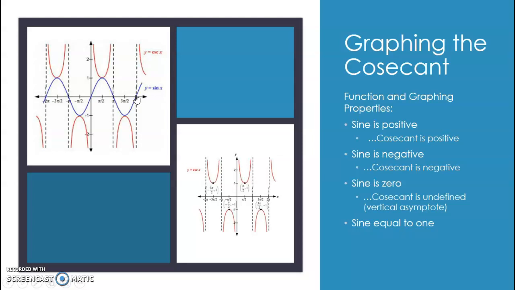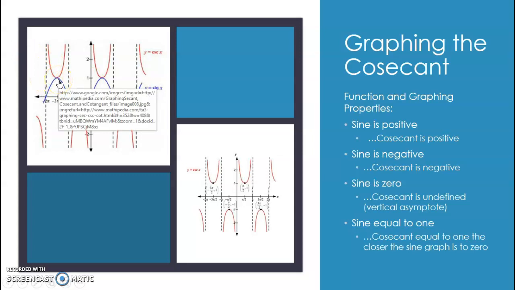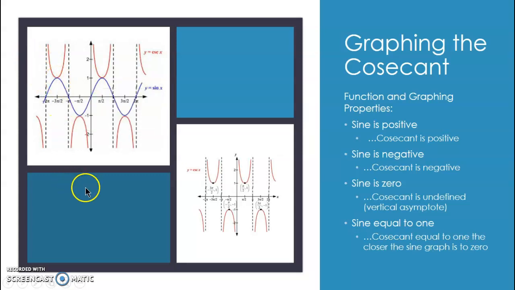And then, of course, when sine is equal to 1, cosecant is also equal to 1, like I mentioned right over here. So it's literally just a flip. But again, when sine is equal to 0, you have those vertical asymptotes because 0 over 1 flipped becomes 1 over 0, and you cannot divide by 0, which makes it undefined. Okay, so those are qualities and properties of a cosecant graph.